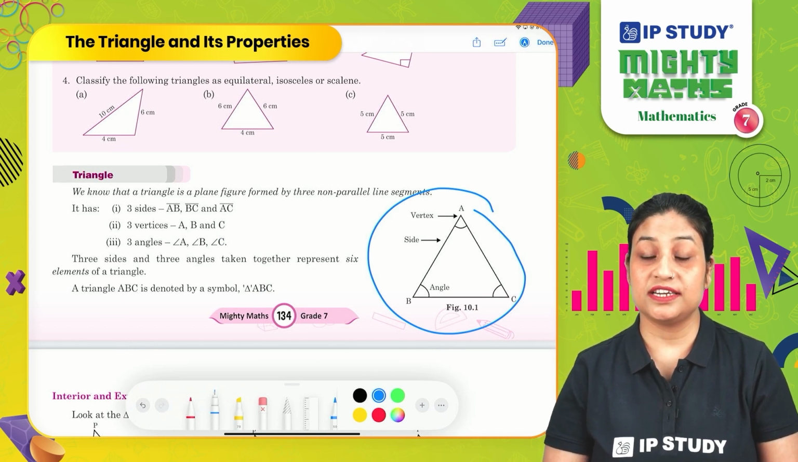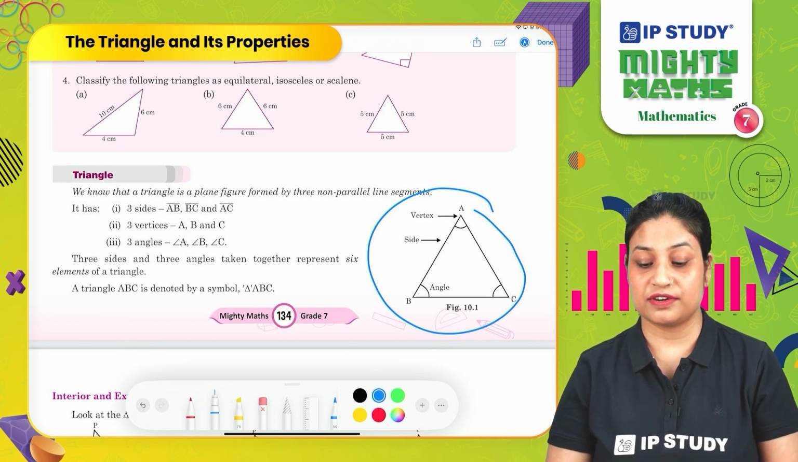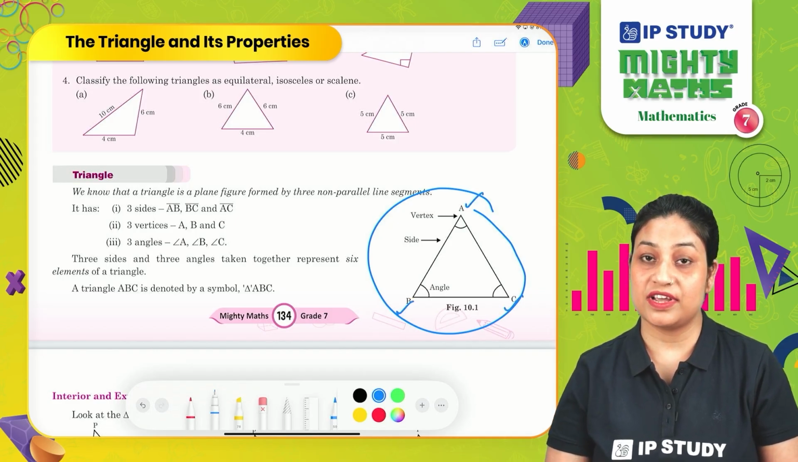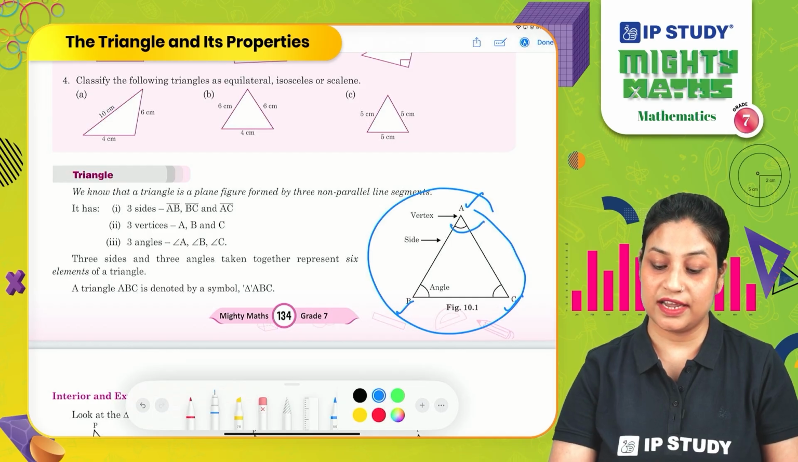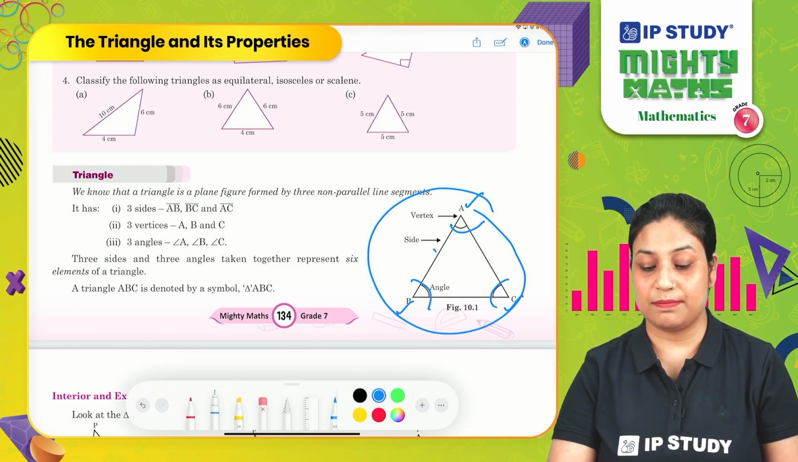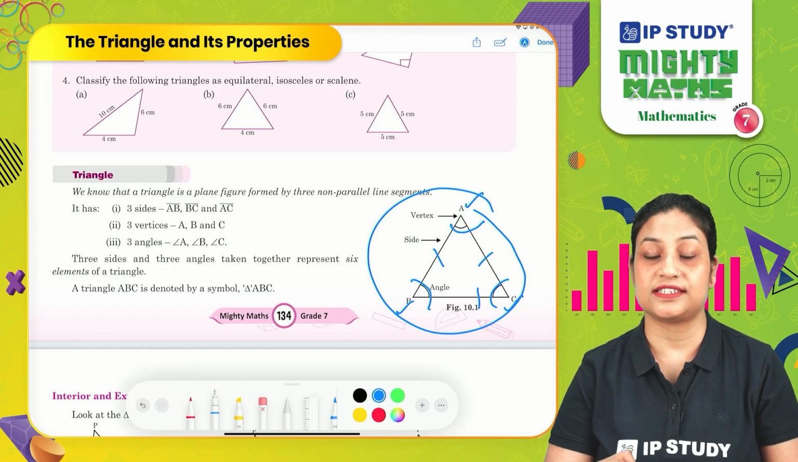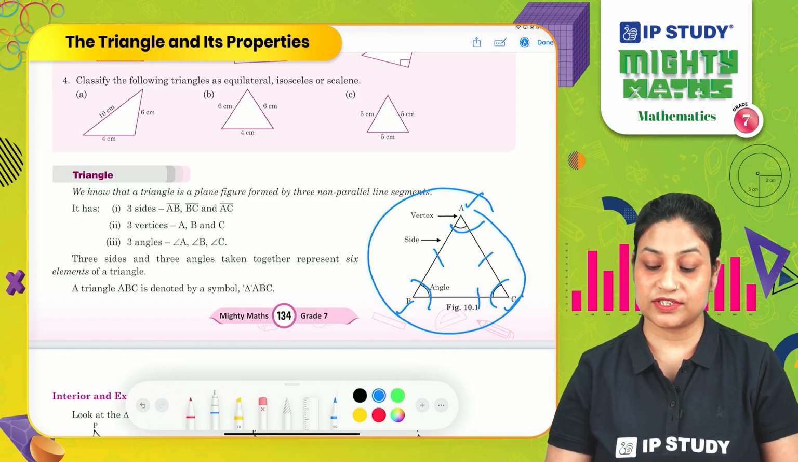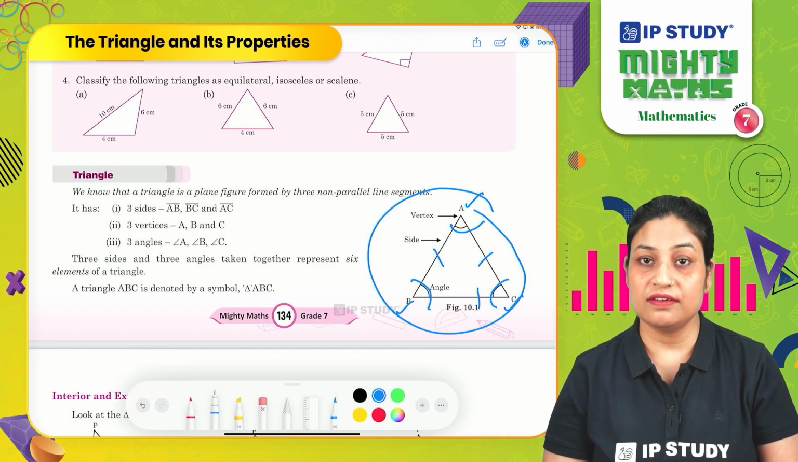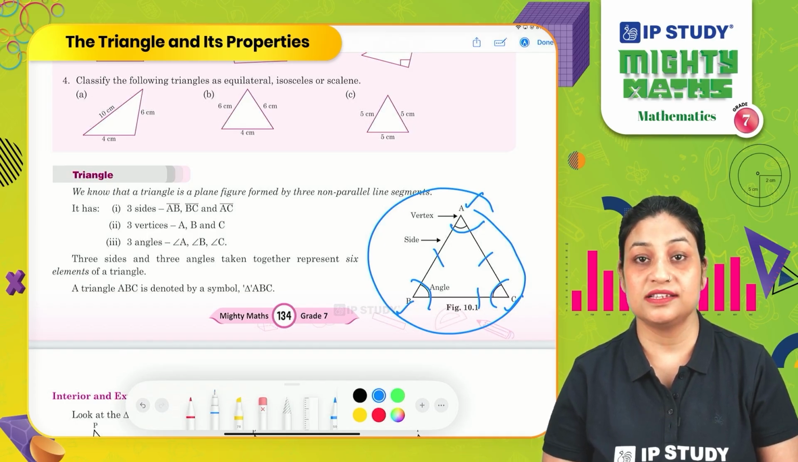So here we can see different elements of this triangle. First of all, let's see there are three vertices, vertex A, vertex B and vertex C, right? And we have three angles over here, angle A, angle B, angle C. And we have three sides, AB, BC and AC, right? So this is all about what a triangle is. So a triangle is a plane figure which is made up of three non-parallel sides.